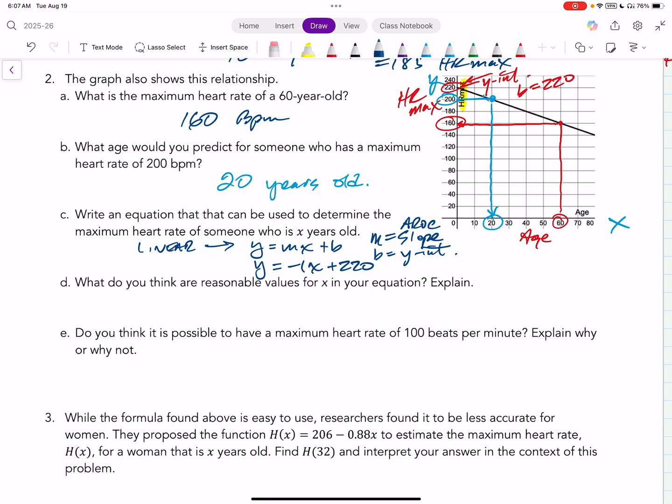You can use point slope form too. If you'd like, you can pick a point on the graph and use point slope form, or you can just use slope intercept form, make it easy. Now, in this class, we use function notation a lot. And so instead of y, we use f of x a lot. So f of x, f being your function here, would be equal to -x plus 220. So using function notation.